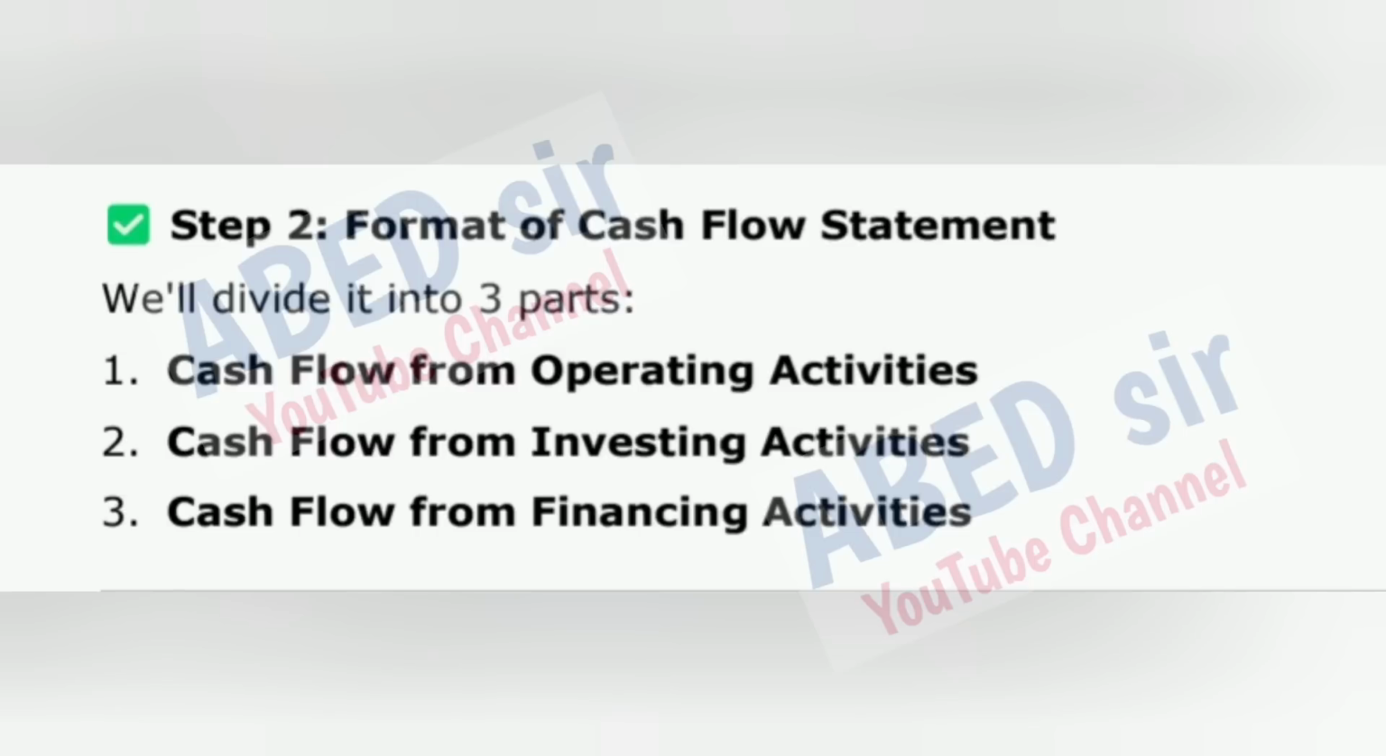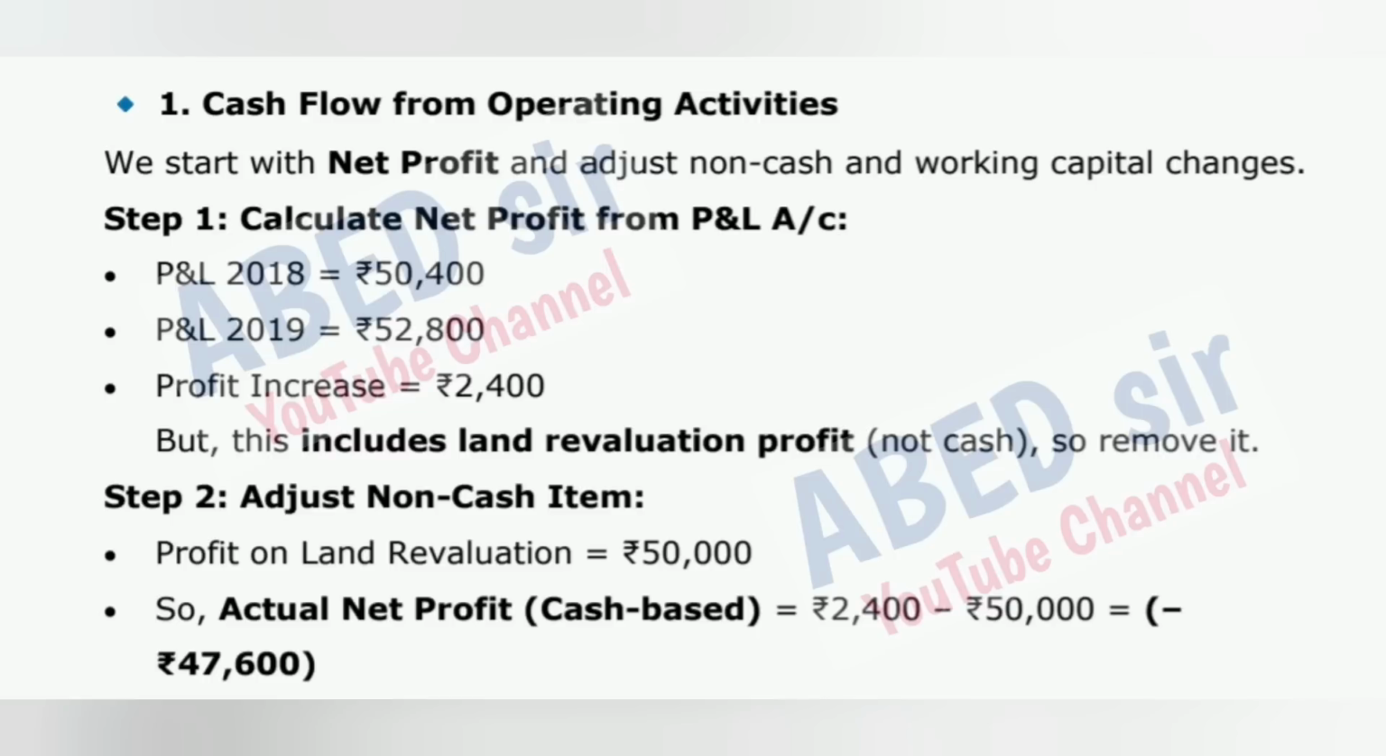Step 2. Format of cash flow statement. We'll divide it into 3 parts. 1. Cash flow from operating activities. 2. Cash flow from investing activities. 3. Cash flow from financing activities. 1. Cash flow from operating activities. We start with net profit and adjust non-cash and working capital changes.